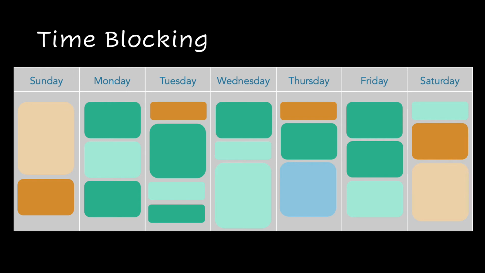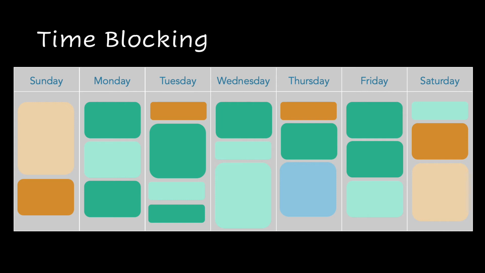Estimate the time it will take to complete each item. Set aside time each week, Monday morning or Friday afternoon, or whatever works for you, to review your tasks for the upcoming week. Make a rough sketch of your time blocks for each day, focusing on your priorities.